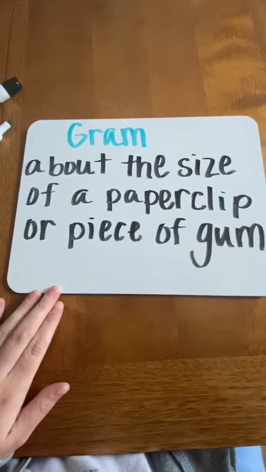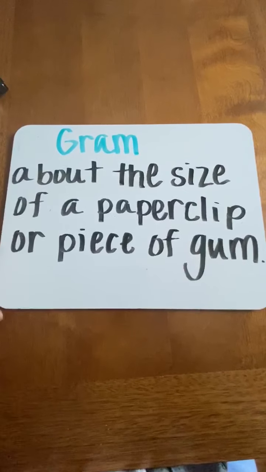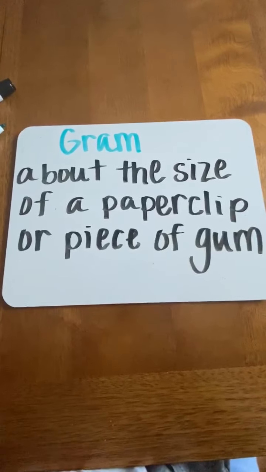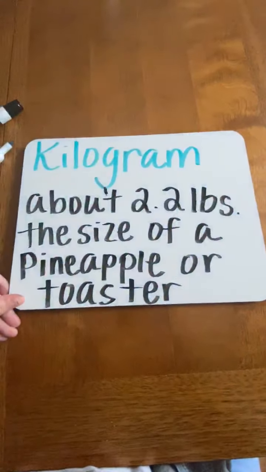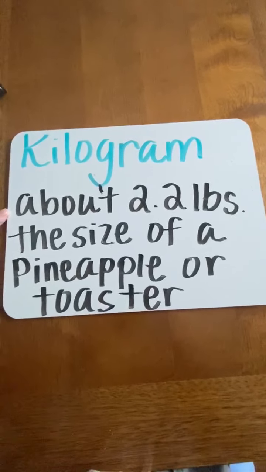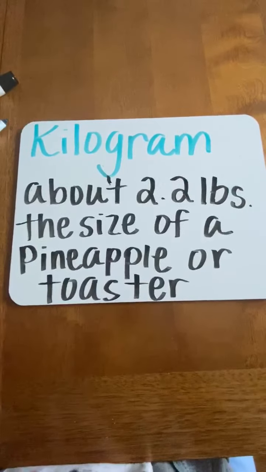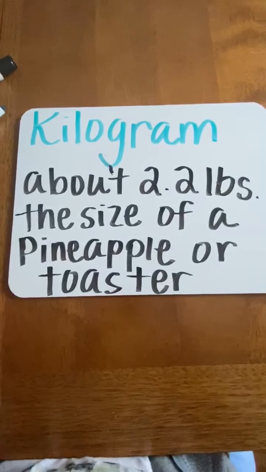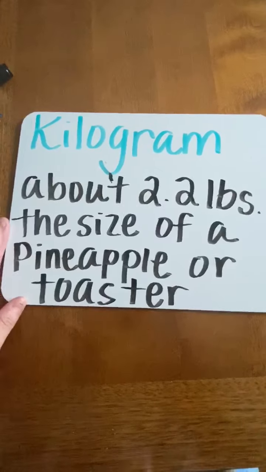First, I have a gram. A gram is about the size of a paper clip or a piece of gum. So it's very small, very light. It does not have a lot of mass. Next, I have a kilogram. A kilogram is larger than a gram. It is about the equivalent to 2.2 pounds. It is probably the size of a pineapple or a toaster. So the equivalent mass and matter of a pineapple and a toaster.